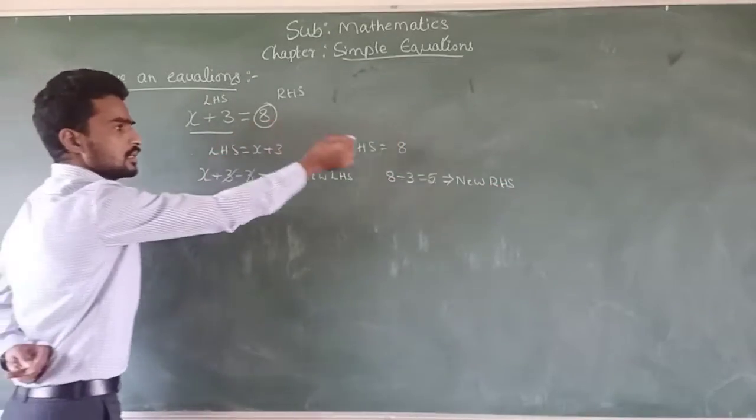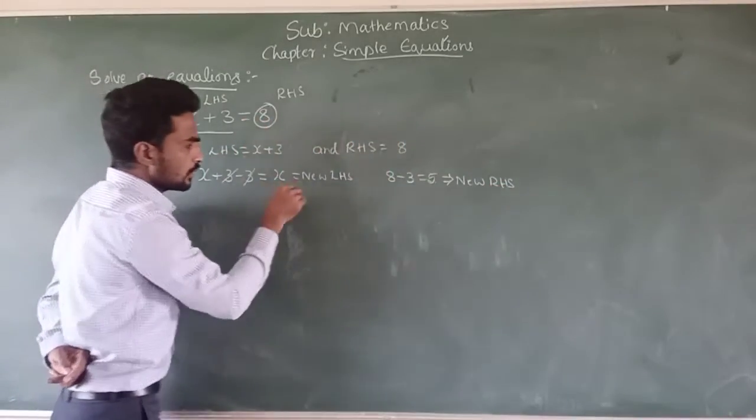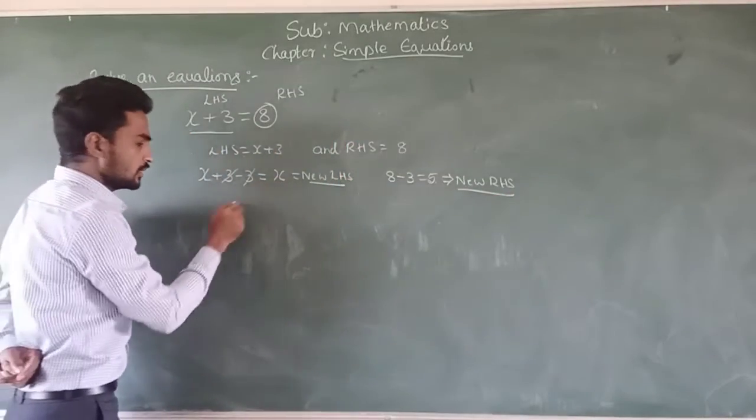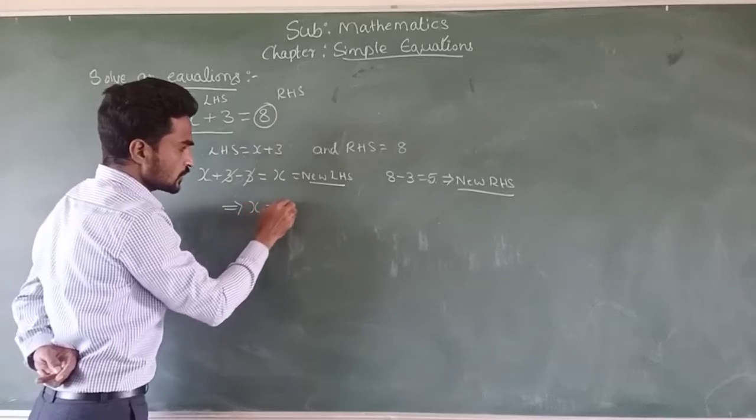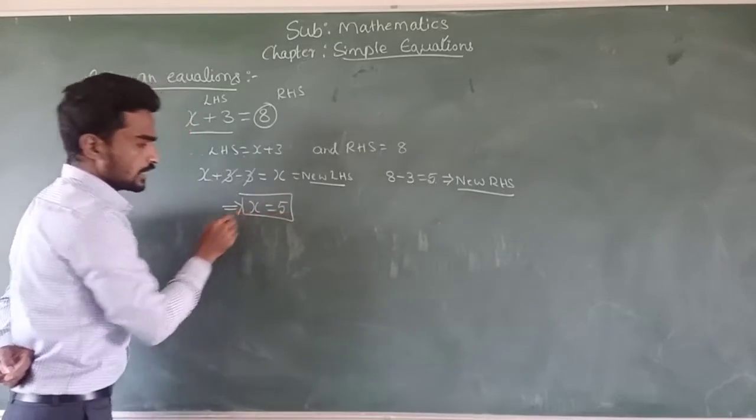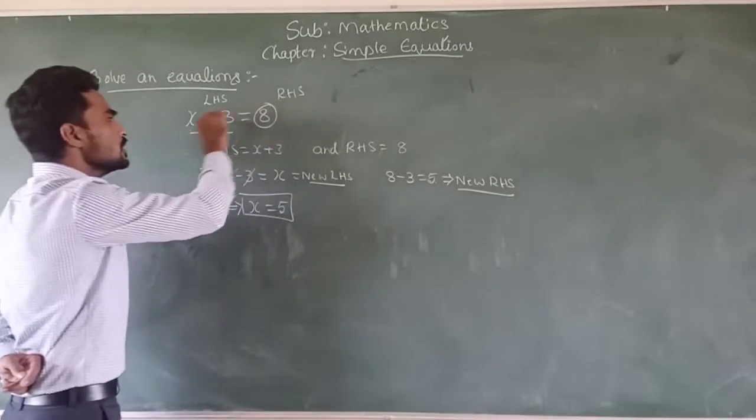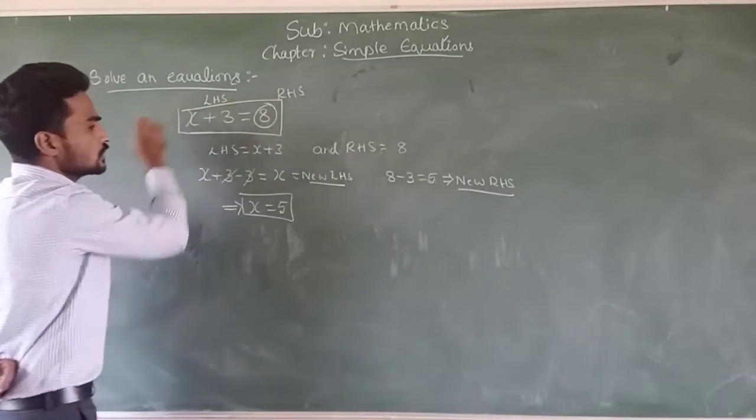If LHS and RHS were equal, then the new LHS and new RHS are also equal. That implies x is equal to 5. X is equal to 5 is called the solution of the given equation.